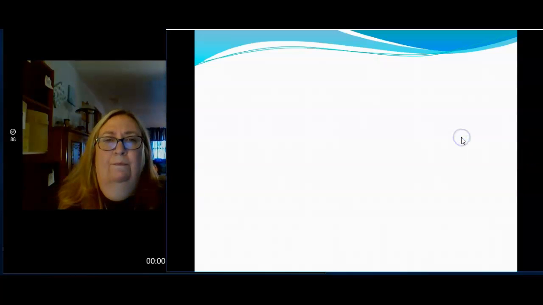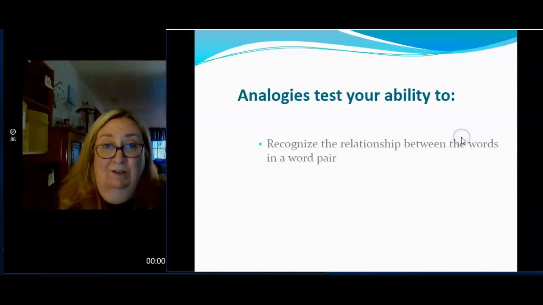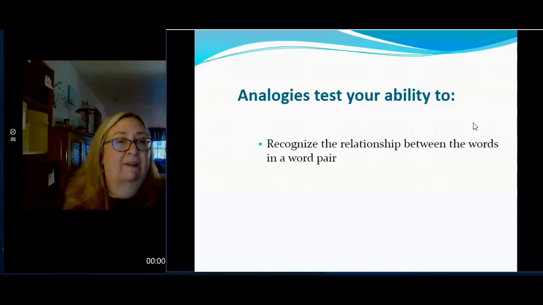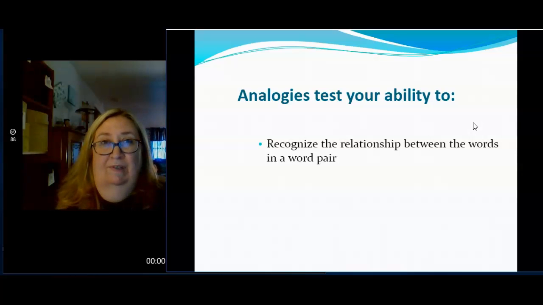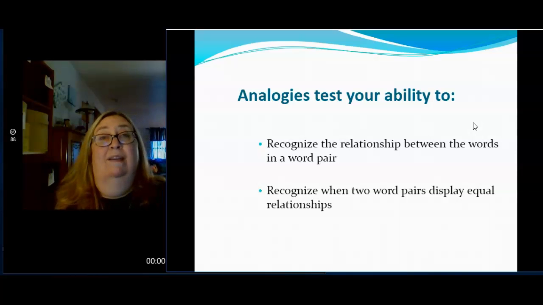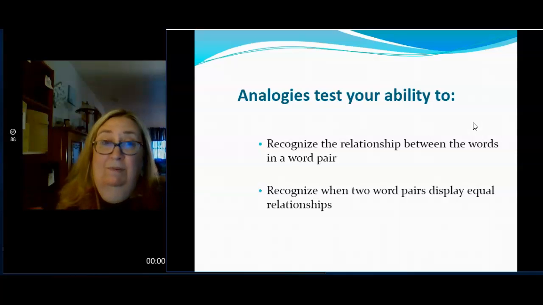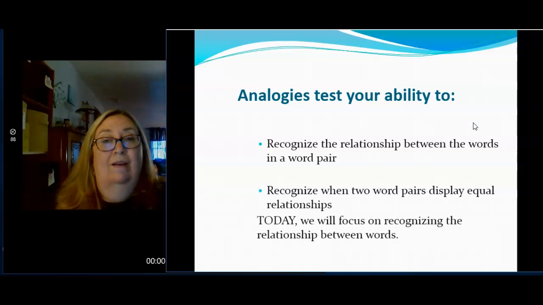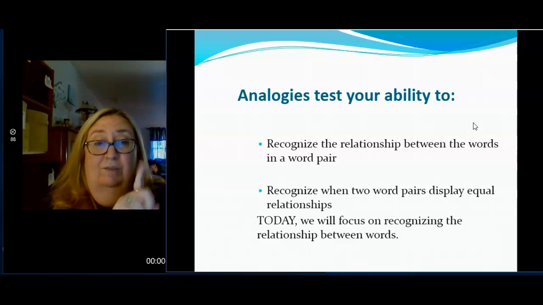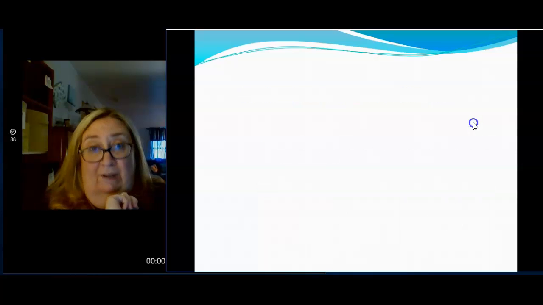We have talked about how analogies test our ability to recognize the relationship between the words in a word pair. And that's what we've spent most of this week working on. Today, we're going to work on recognizing when two word pairs display equal or the same relationship. We've been focusing on recognizing the relationship between one pair of words. Today, we're going to focus on both pairs.